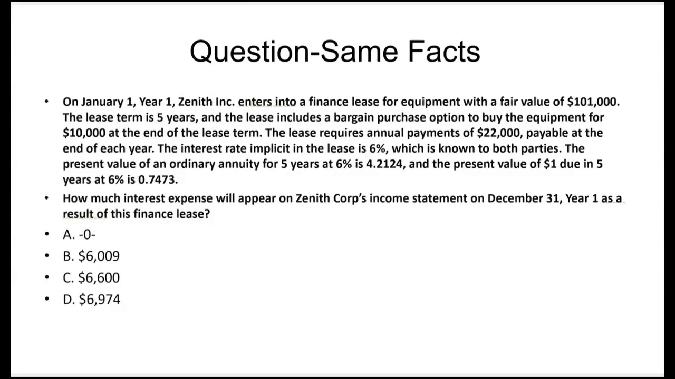All right, same facts now. What do we want to know? How much interest expense will appear on Zenith Corp's income statement December 31st, year 1 as a result of this finance lease? And don't pick A, zero, because we're going to have to recognize interest expense since this is a finance lease. It's not like an operating lease where we calculate the interest but we don't recognize it separately. For a finance lease, we calculate the interest and we recognize interest expense on the income statement.